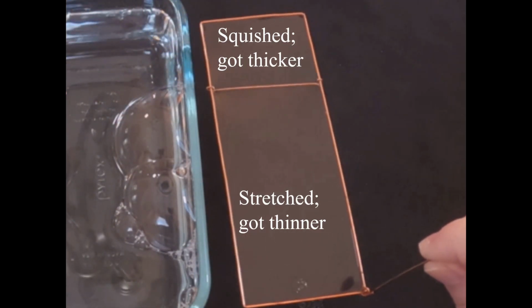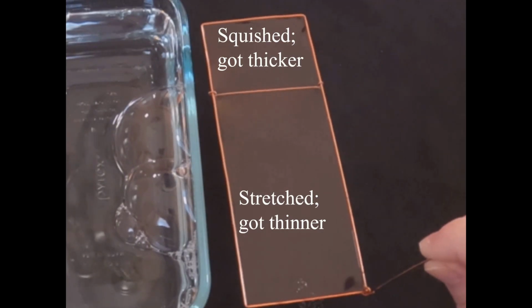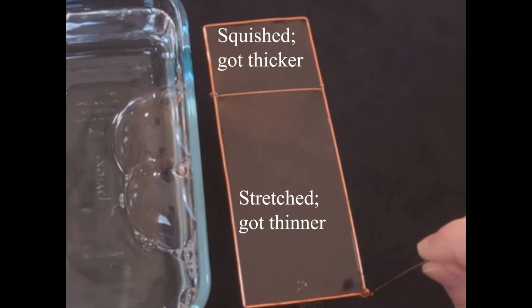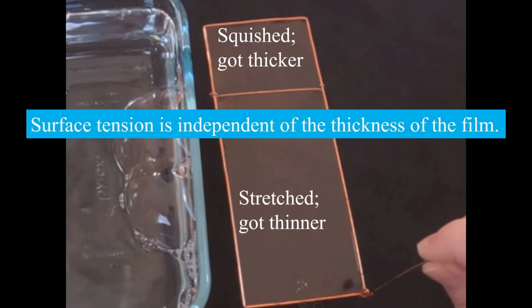The tweezers let go of the film and it stays where it was. The wire didn't move. Although one film is thicker than the other, the forces on the wire are still equal, indicating that surface tension is independent of the thickness of the film. That is not consistent with the hypothesis.